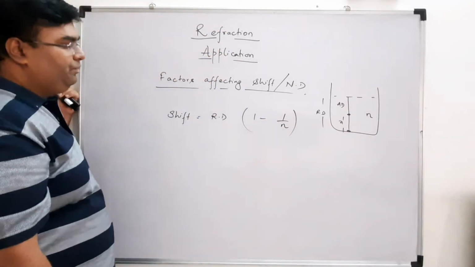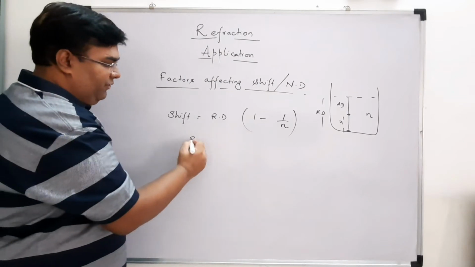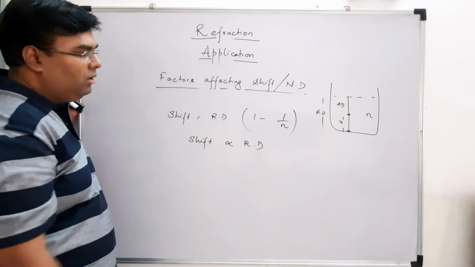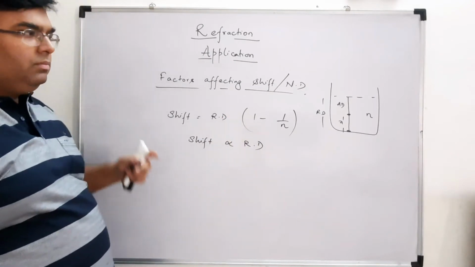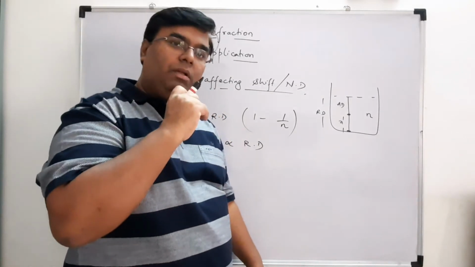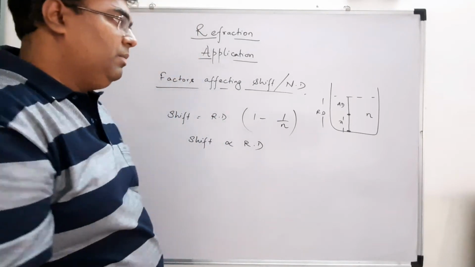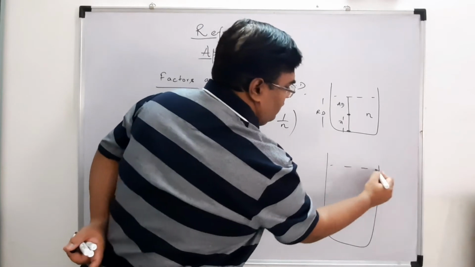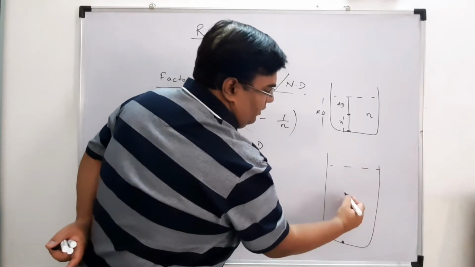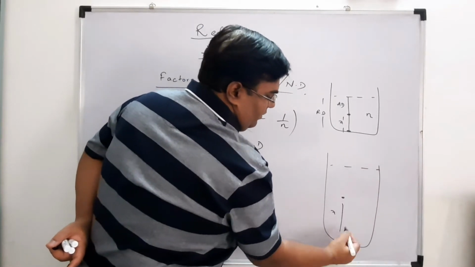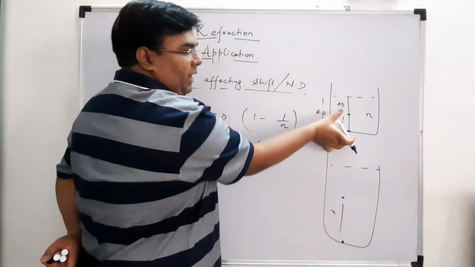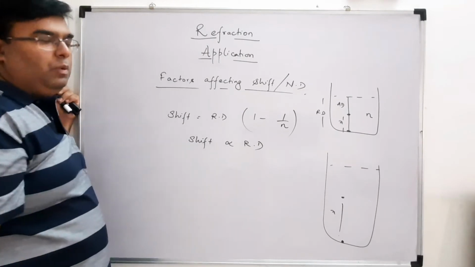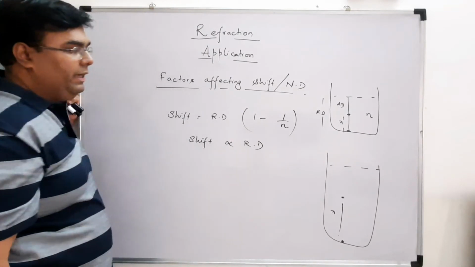Correct? Now, definitely shift is dependent on the real depth. The more the real depth, the more the shift will be. If you just draw like this, if the coin is here, the shift will be more in this case and lesser in this case. So shift is directly proportional to my real depth.